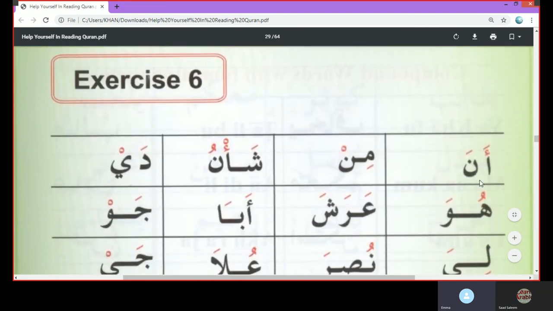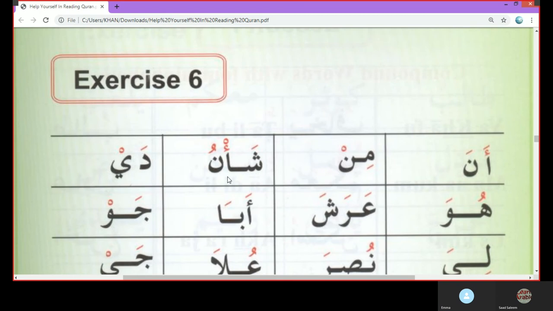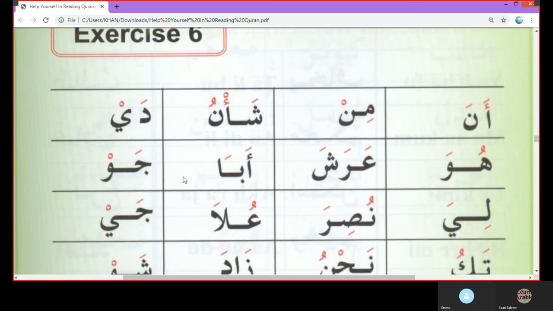Abna. Ana. Arasha. Anala. Abba. Jai. Jau.